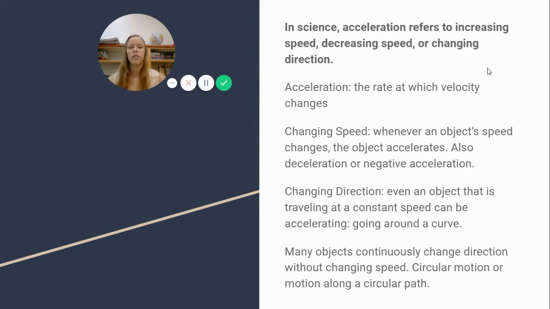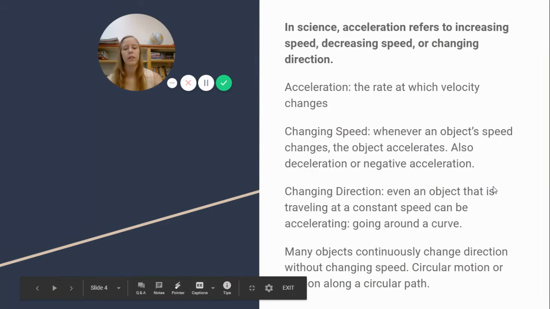When changing direction, even an object that is traveling at a constant speed can be accelerating, for example, going around a curve. Many objects continuously change direction without changing speed, which is circular motion, or motion along a circular path. I'm sorry that I just blocked that from your reading.